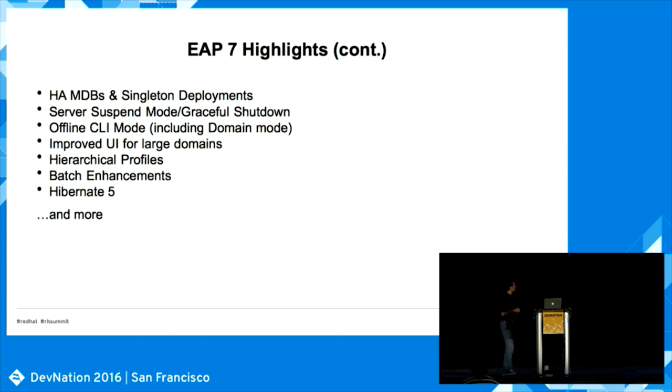OK, other changes that are interesting. There was some functionality we had in EAP5, but was dropped on the way because we had limited time when we made the EAP6. So this is brought back. And this includes singleton deployment, which is, I have this deployment in a cluster, and I want it to start only on one node. And when this node dies, start it on another node. So it won't start on all nodes in the cluster.